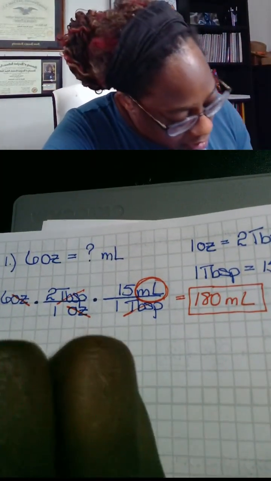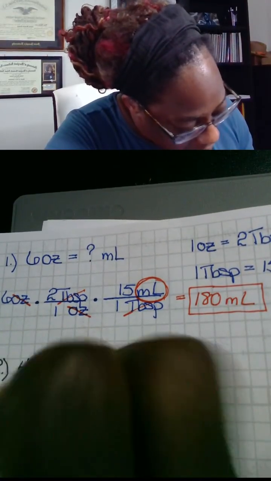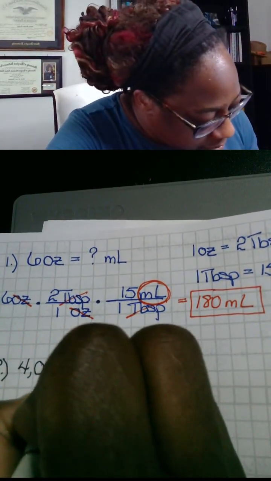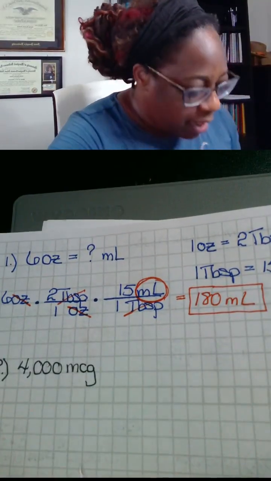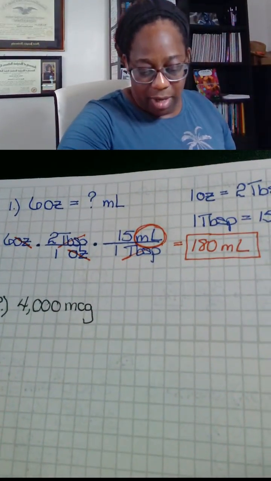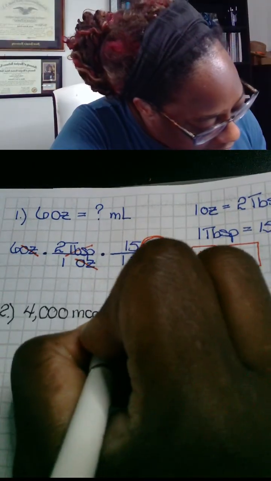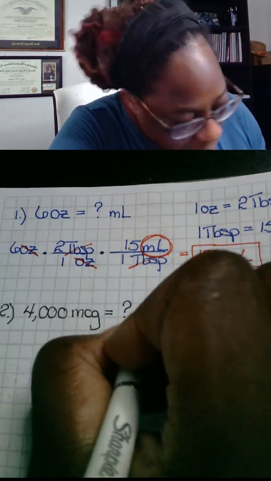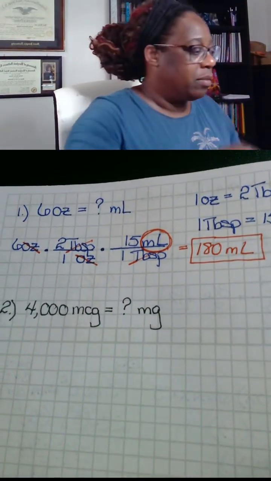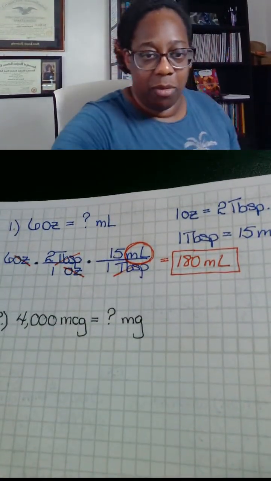All right. So we have something, and I have to admit, never heard, but here we are, micrograms. MCG. We have 4,000 micrograms, and we want to know how many milligrams we can get. I'm going to stand this up just a hair so I can get more of my page.